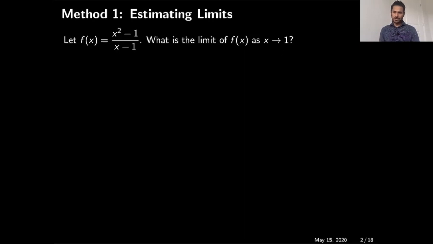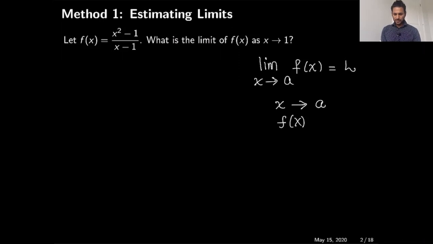First, let's check the notation of the limit and what it means. The notation of writing a limit of a function is the limit as x approaches a of f of x is equal to some number L. It means that as x is approaching the input a, the value of the function is approaching the number L. It is not exactly equal to the number L, but it is very near to L when x is very near to a.